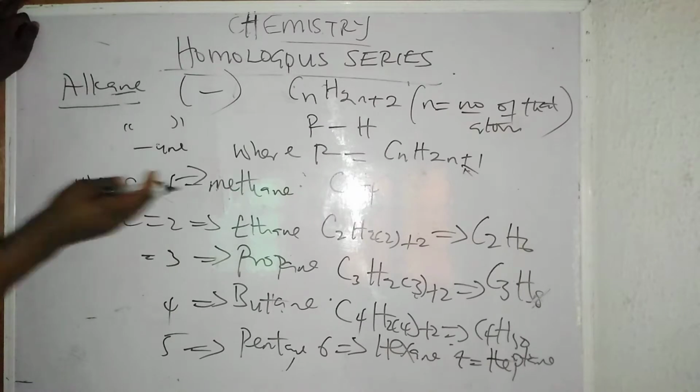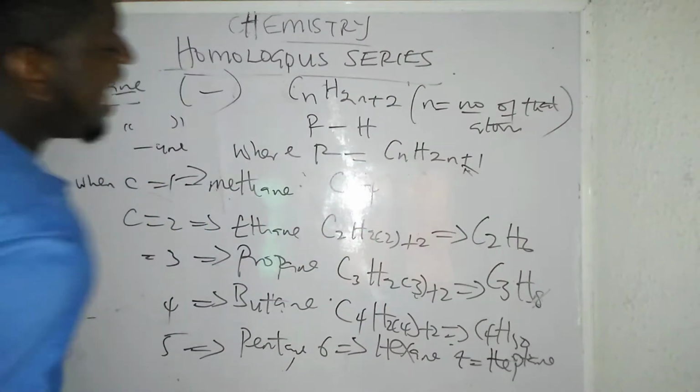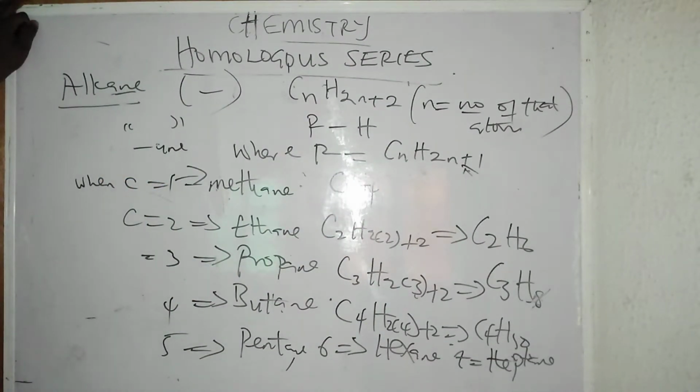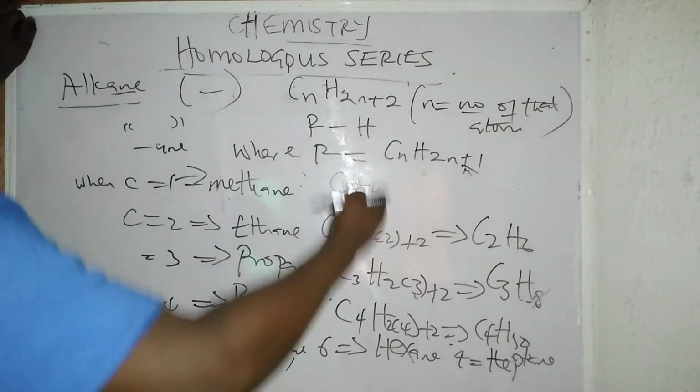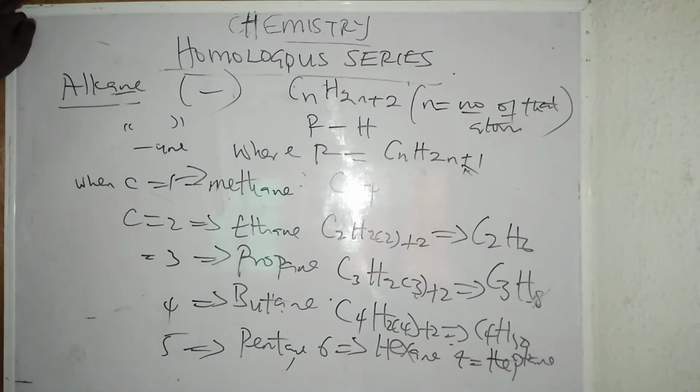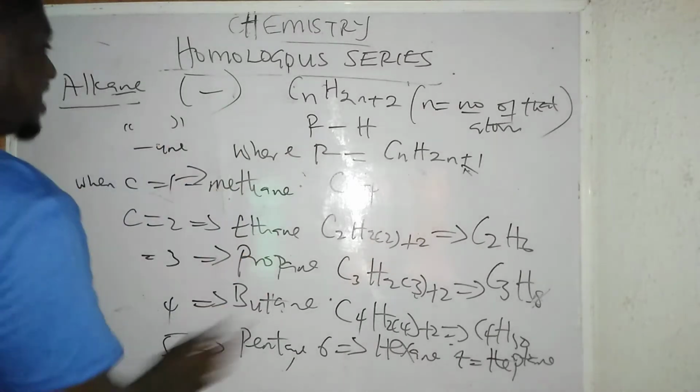So if we follow this particular formula, and we put in the right number of carbon atoms, we will keep deriving the formula for each of the family. And now, let us confirm what we said on the homologous series. We said it is a family. Now, this is the alkane family.